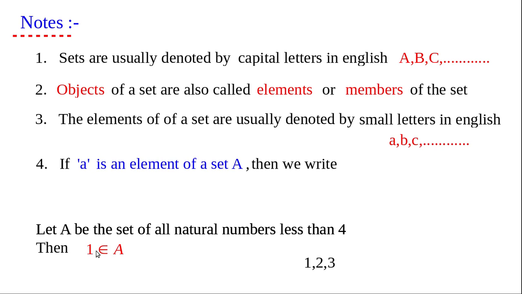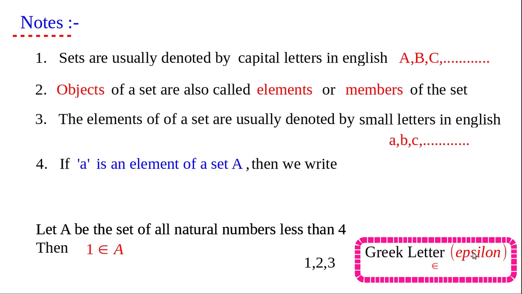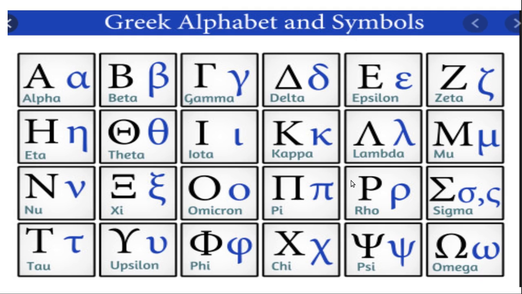This symbol is not the letter E in English, but it is the Greek letter epsilon. Do you know which are the Greek letters? How many Greek letters are there? Just as in English, there are 24 Greek letters. Let us see. Alpha, beta, gamma, delta, epsilon, zeta, eta, theta, lambda, kappa, lambda, mu, nu, psi, omicron, pi, rho, sigma, tau, epsilon, phi, psi, phi, and omega. These are the 24 Greek letters.